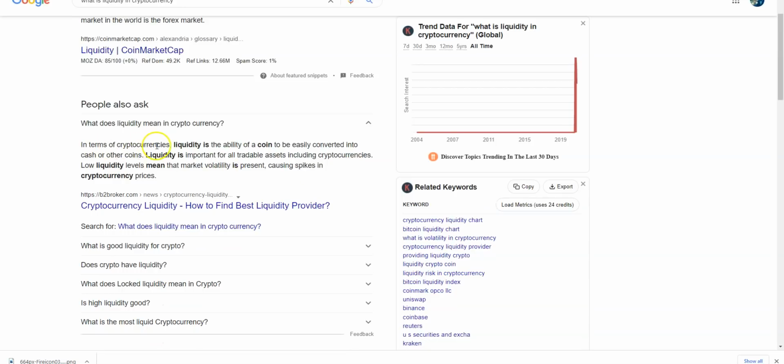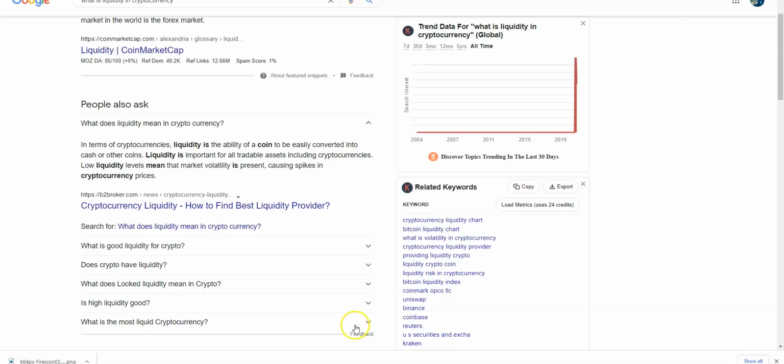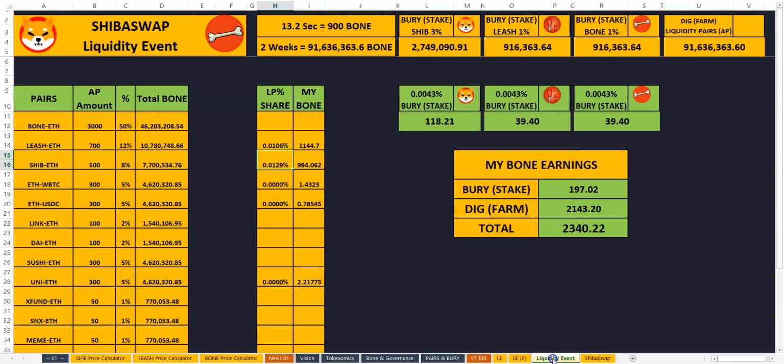Okay, in terms of cryptocurrencies, liquidity is the ability of a coin to be easily converted to cash and other coins. I think it's more or less the same. So hopefully that's a good, standard definition. I'm going to explain to you what a pair is.